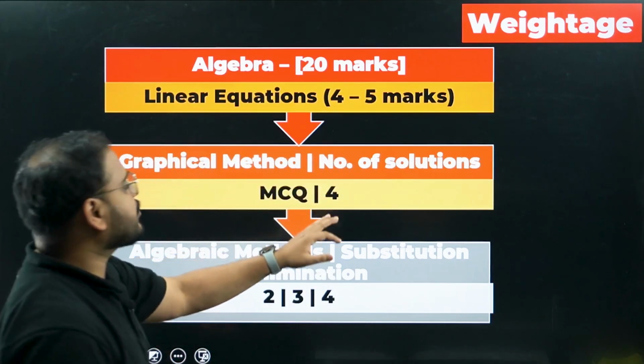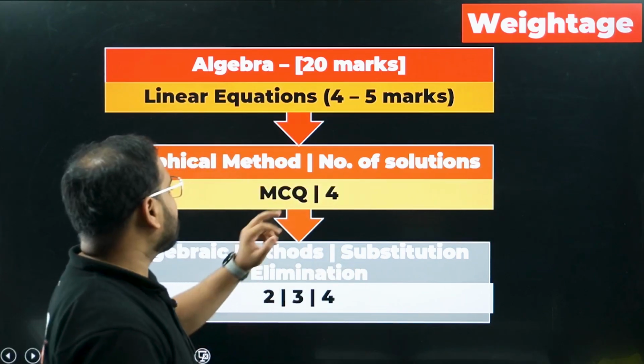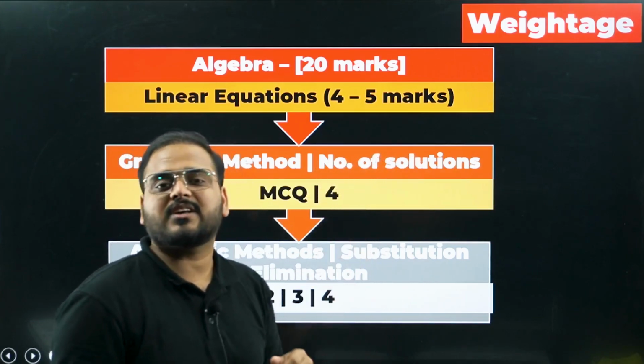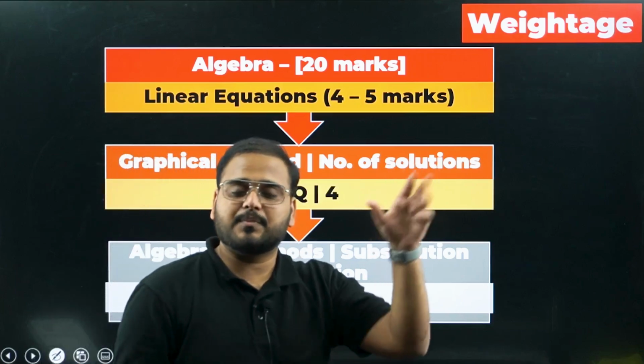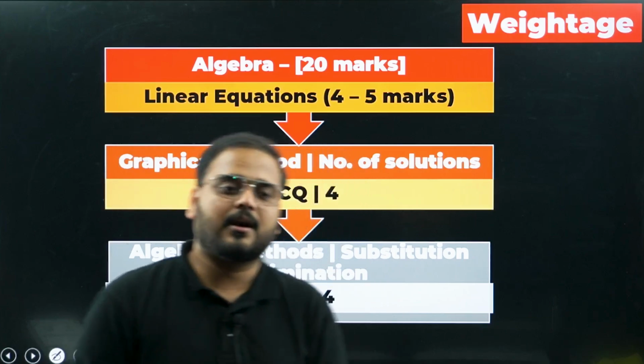From graphical method and number of solutions, the type of question that can be asked is an MCQ or a 4 marker. They'll give you a case study on the number of solutions, and ask you to solve 3 or 4 questions in the case study based on a 4 marker, okay? An MCQ can also be asked. They'll give you a simple graph and ask what type of solution it is. They'll give you 4 options, and you have to pick one correct answer, okay?